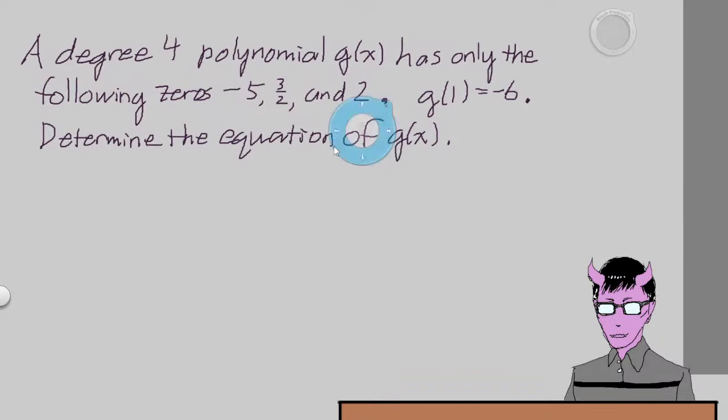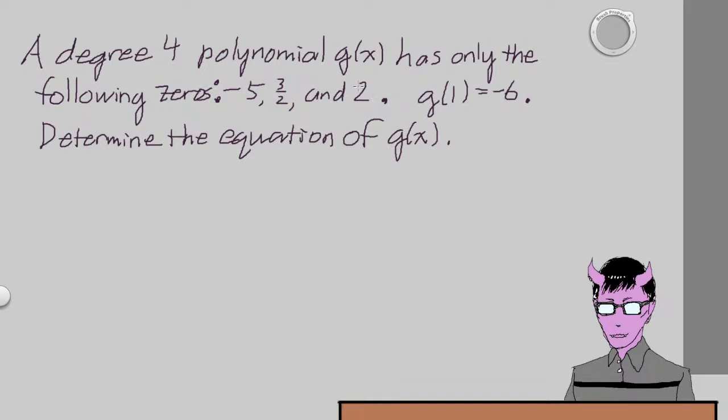Zoom in. So here is the fully written problem. We have a degree 4 polynomial g of x that has only the following zeros. Let me put the colons. -5, 3 over 2, and 2, which means one of them is going to be a repeated solution. And then we have g of 1 is -6. Determine the equation of g of x.